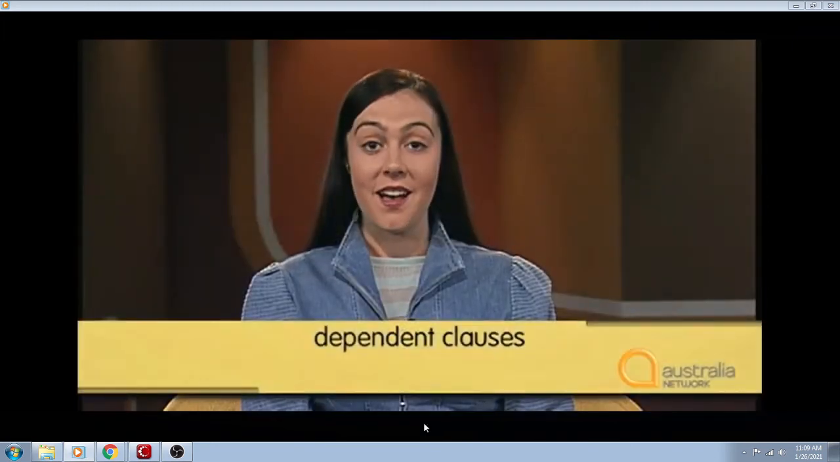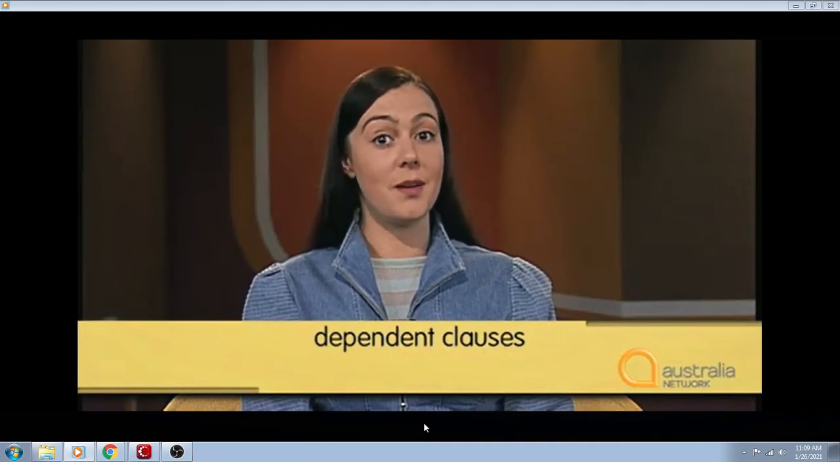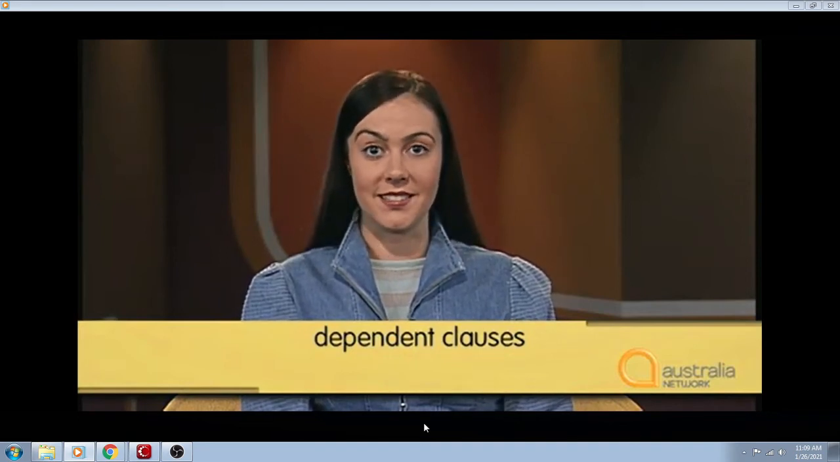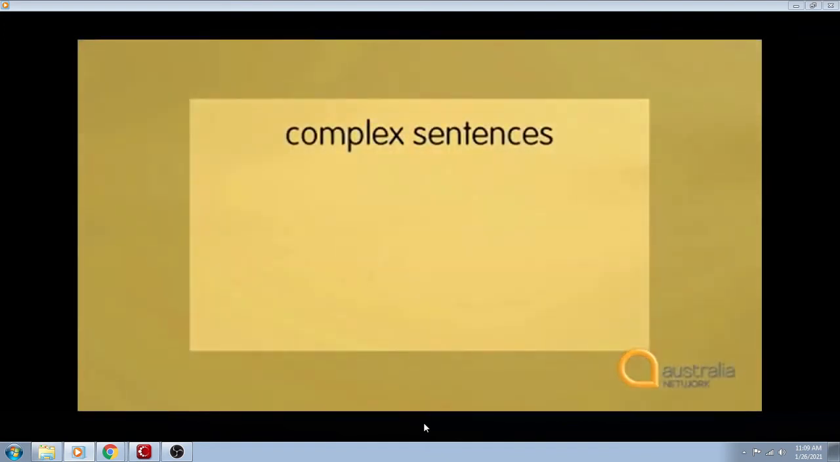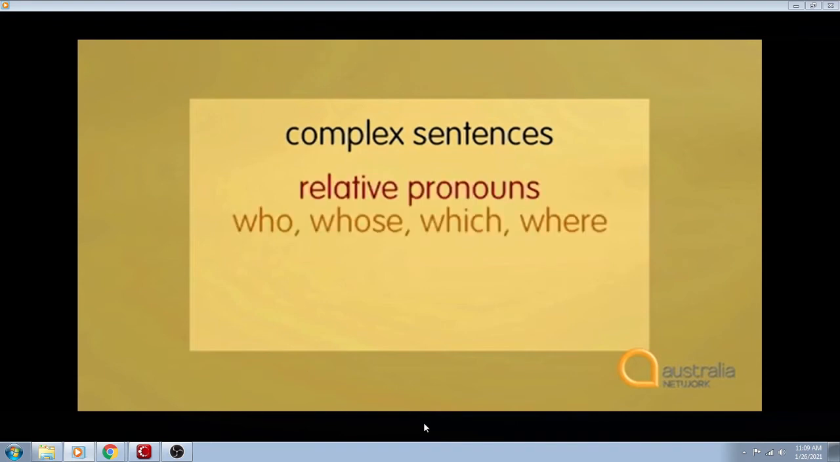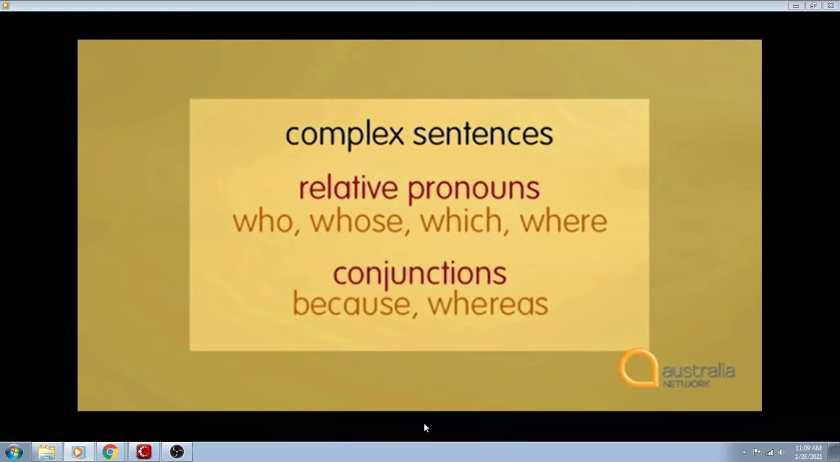Dependent clauses are clauses that cannot exist separately in separate sentences. They need or depend on each other. We can form complex sentences in two ways. We can use relative pronouns, who, whose, which, where, or we can use conjunctions like because or whereas.